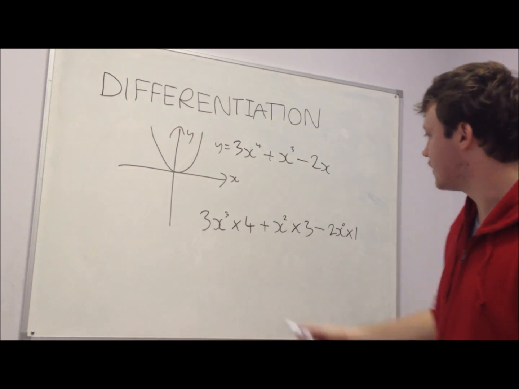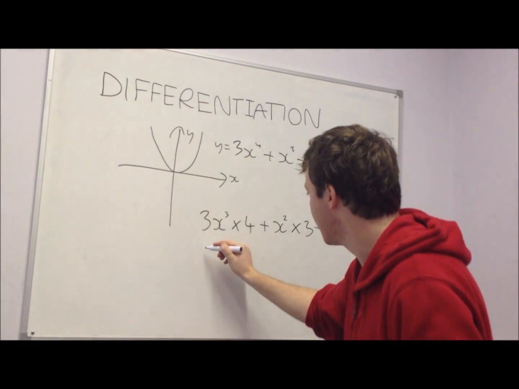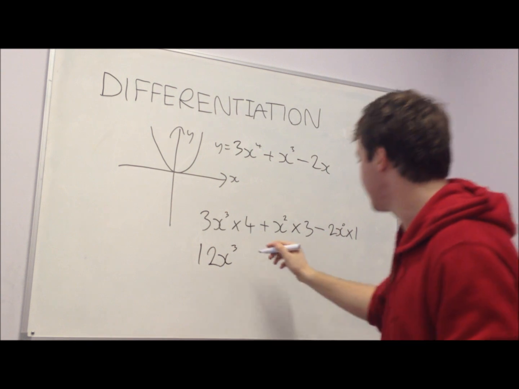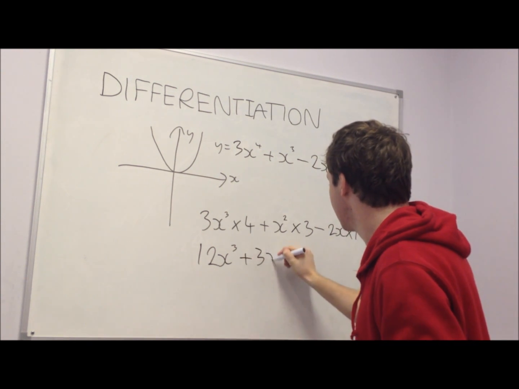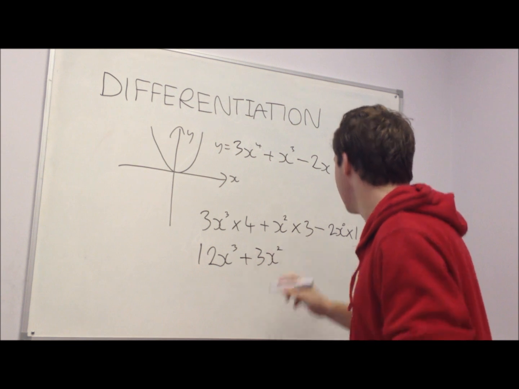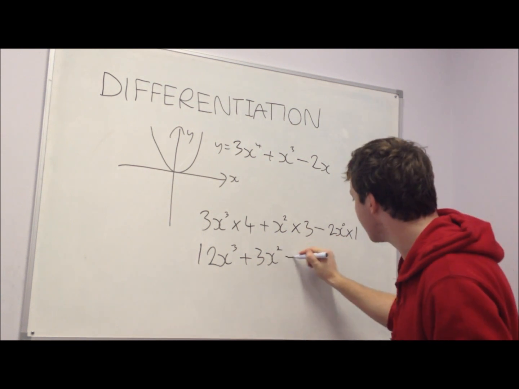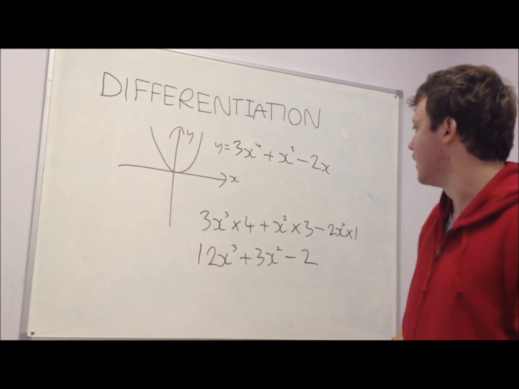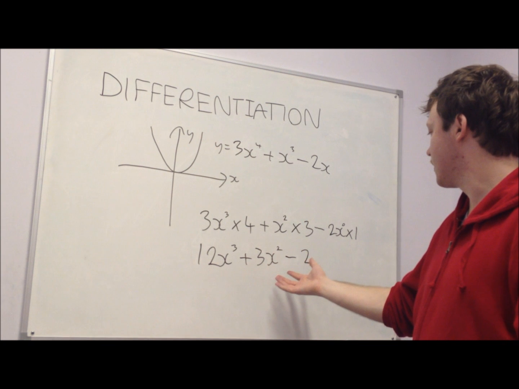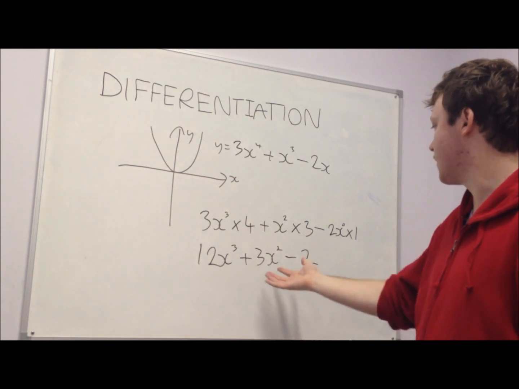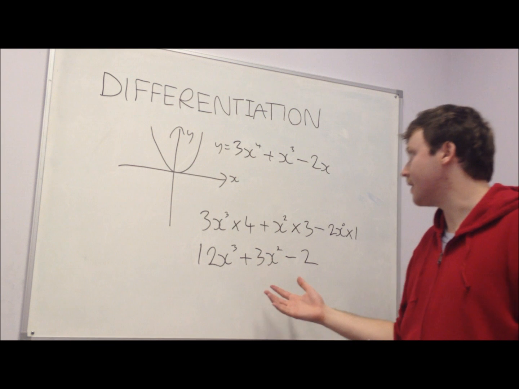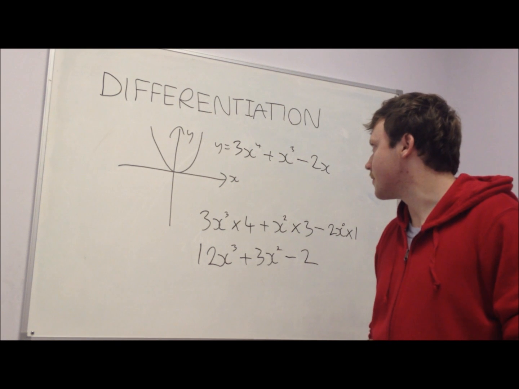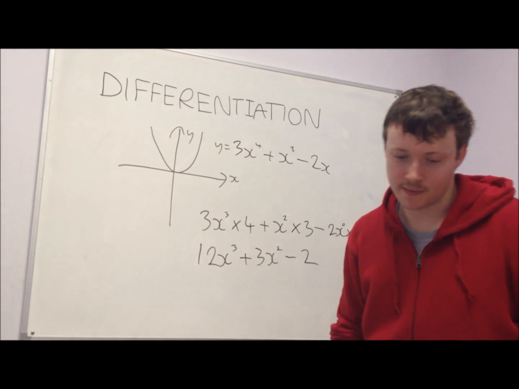And this simplifies to 12x cubed plus 3x squared, and then x to 0 goes to 1, so that becomes minus 2. And then we've got the function which is equivalent to the gradient of this first equation here in terms of x at any point along the curve.